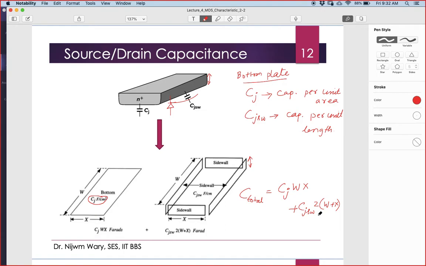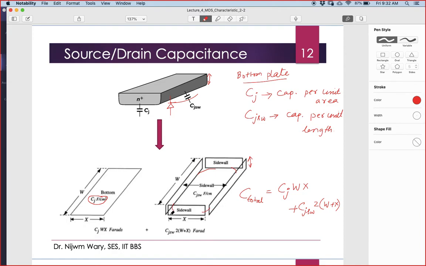So I should mention one thing. Here we are just trying to make an approximation. The actual capacitance may be a little different, because it will definitely not be a perfect rectangle. It will be rounded. So here we are just trying to approximately estimate, as a designer.